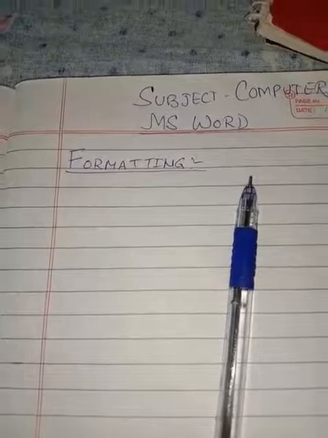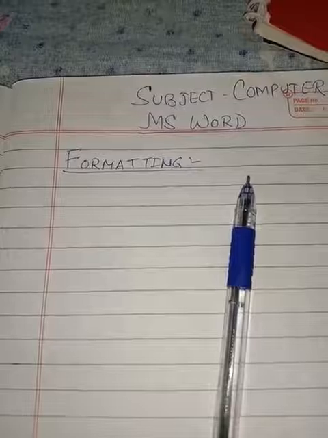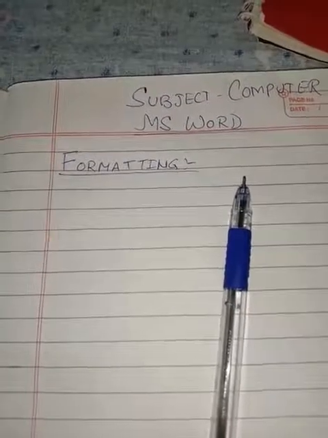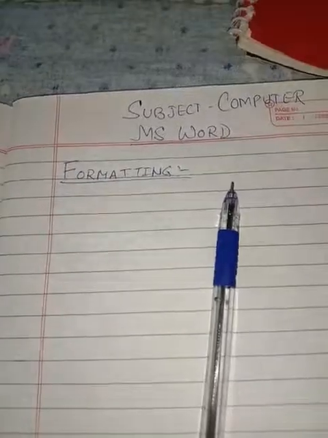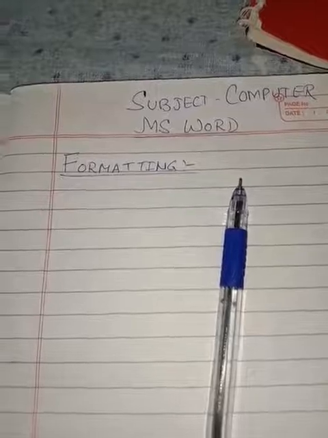Next is the scroll bar. What is the scroll bar? Generally the scroll bars are used to move the pages up or down, left or right. There are two types of scroll bar, vertical and horizontal. They are used to move the pages up and down, left or right.